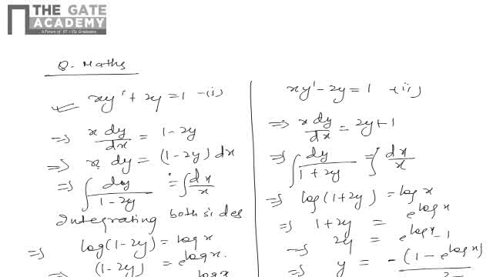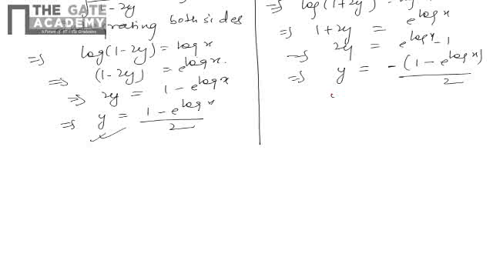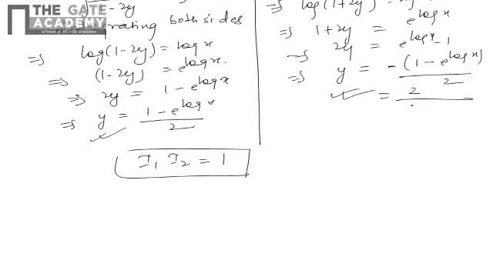Once you multiply these two integrating factor values, the I1 into I2 will be 1, because this will get cancelled out, since it will be something like 2 by 1 minus e to the power log x. So the integrating factor is 1. So the answer is D. Thank you.